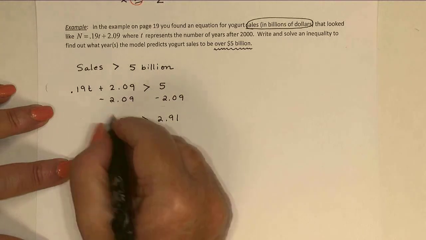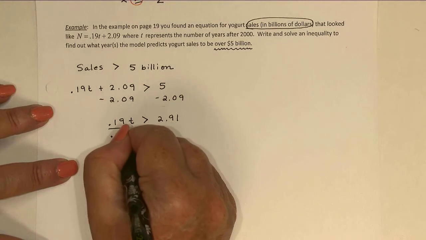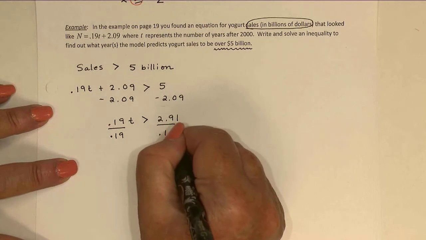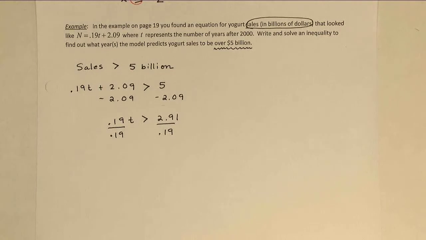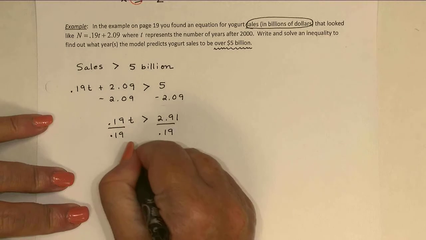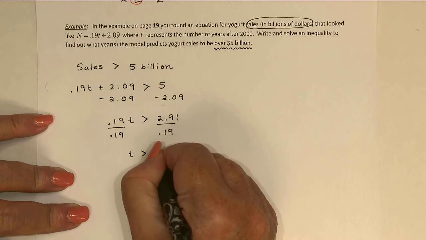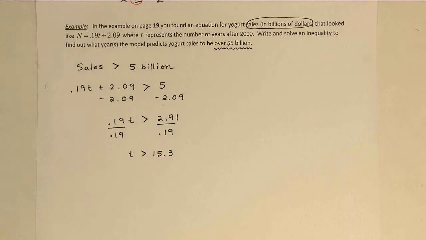And then I'm going to divide both sides by a positive 0.19. And since I'm dividing by a positive this time, I don't need to reverse my inequality. And I'm getting about 15.3. So t is greater than 15.3.